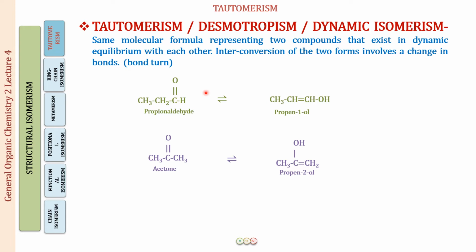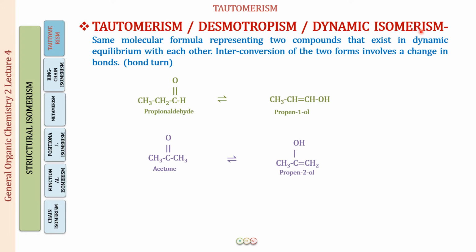And it is a dynamic equilibrium. It is always a changing equilibrium. Sometimes it is going to be this and sometimes it is going to be this. Both are interconvertible. Alright. Now, so you understand why it is called dynamic isomerism.